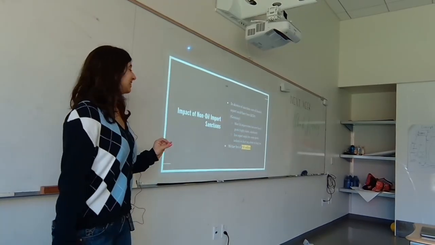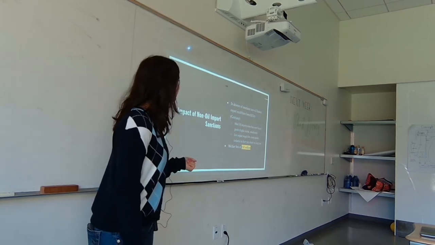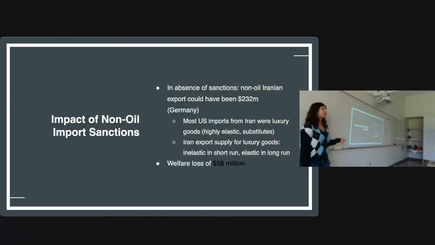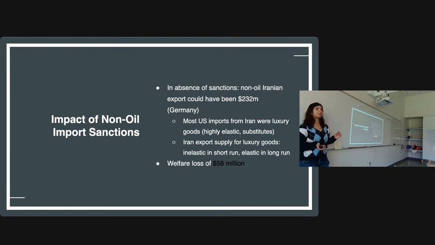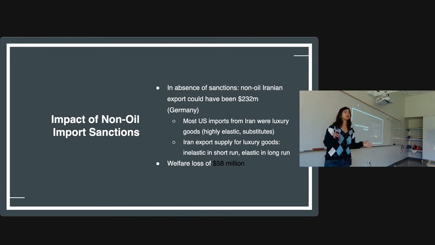Next, we're going to be looking at the impact of non-oil import sanctions. It's really hard to say how much oil Iran could have imported to the U.S. in the absence of sanctions, or how much non-oil products they could have exported. But we're assuming that just based on the economic sizes at the time, the export would have been roughly 232 million, which is similar to Germany's.